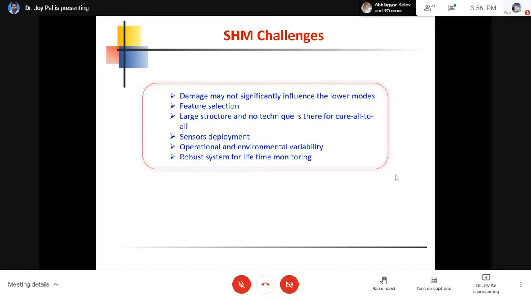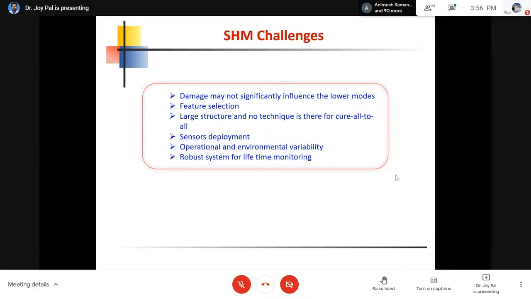Now another important thing: civil engineering structures are different. One structure is different from another. Even two similar types of structure do not have the same responses. If you vibrate these two structures, you will get different vibrations. So there is no particular technique which will be a cure-all. For every structure you have to consider the technique first, then you can go for the testing.